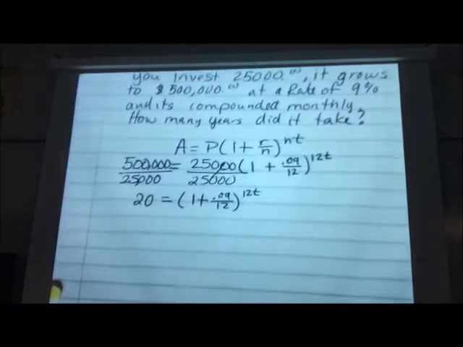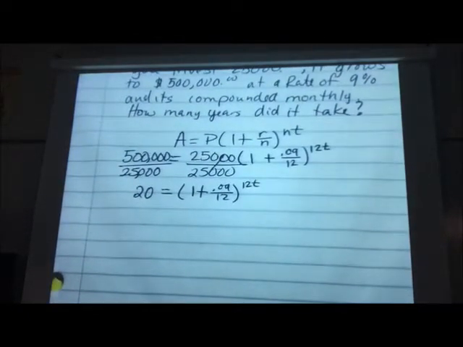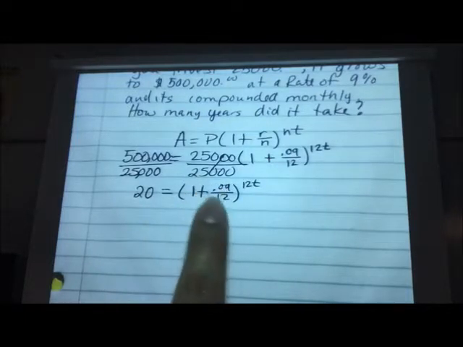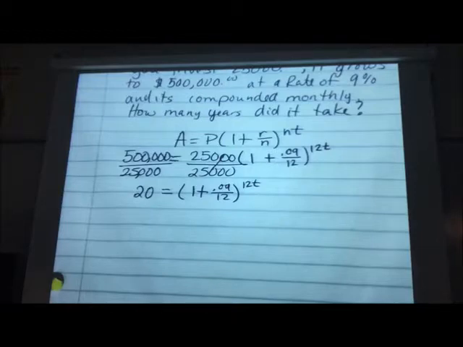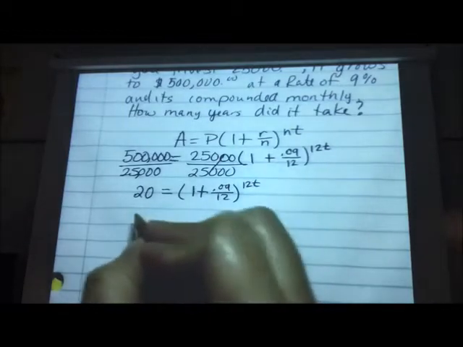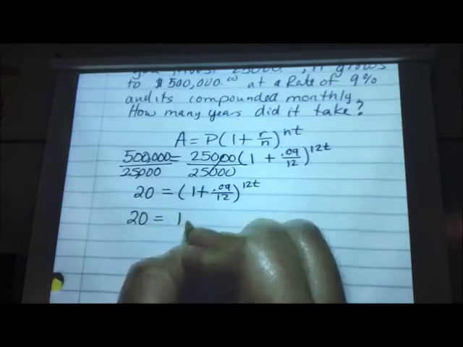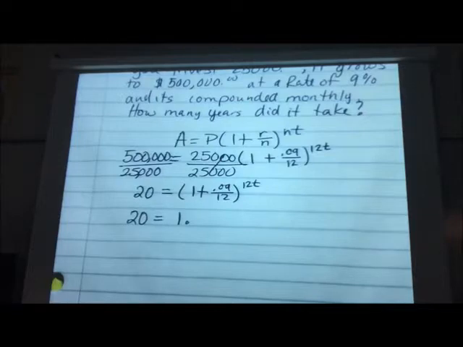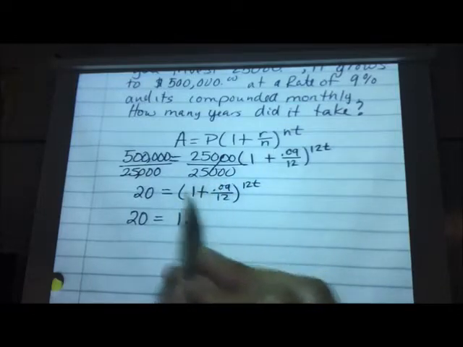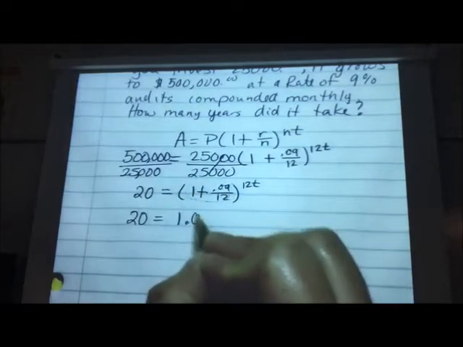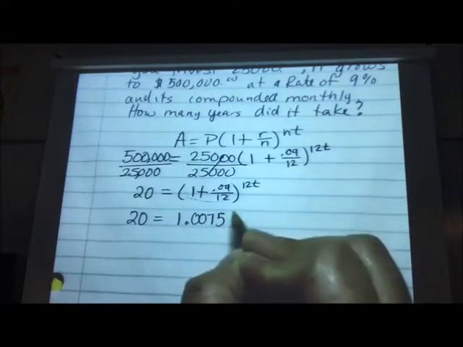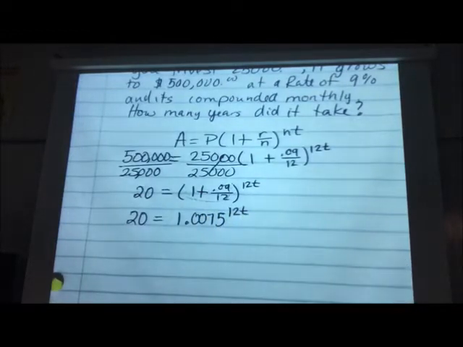Now, what do you think the next thing we should do is? Work inside of the parentheses. Do I have a number for everything? Can we put that in the calculator and give me a decimal, please? 20 equals 1 point something. I know it's a 1 because you're adding 1 to it. What is 0.09 divided by 12? Oh, plus 1. So we're putting this into the calculator. It's 1.0075. 20 equals 1.0075 to the power of 12t.